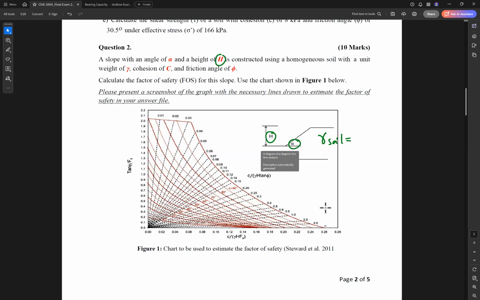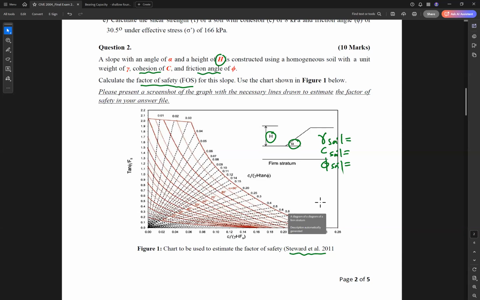And we have some other properties of the soil, cohesion and friction angle. So for the soil, we have C soil, gamma soil, and phi soil. So these five are the important parameters we need to know to solve this type of problem. The requirement is to find the factor of safety for this slope using chart 1 below. This chart is a Stewart chart. The other chart is the Hoek and Bray chart.